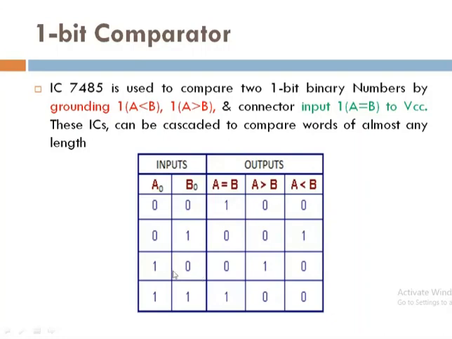Now the third case, 1 0. Now A is 1 and B is 0. So A is greater than B. So here A is equal to B is 0, A is less than B output line is 0, and for A is greater than B, this output line will be high. The remaining two output lines will be 0.